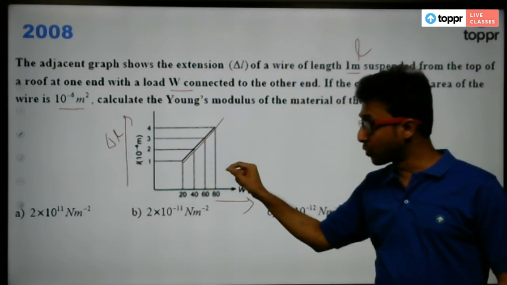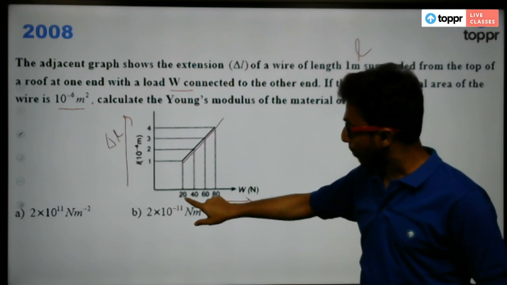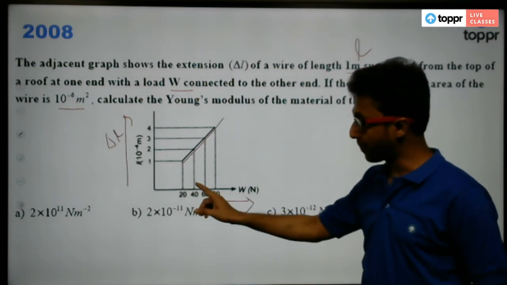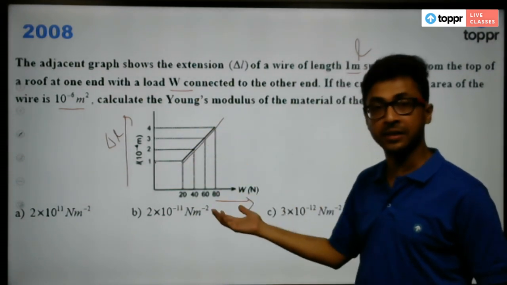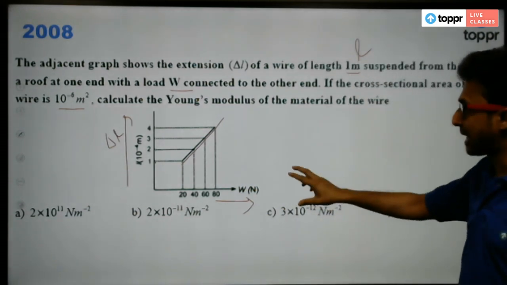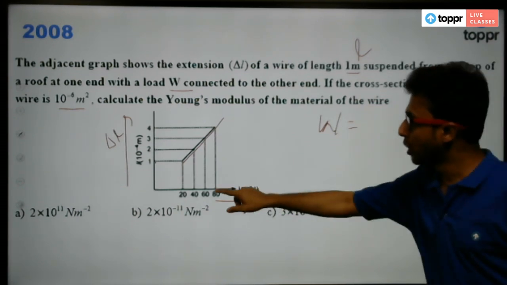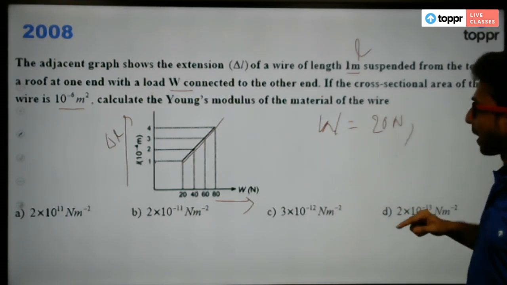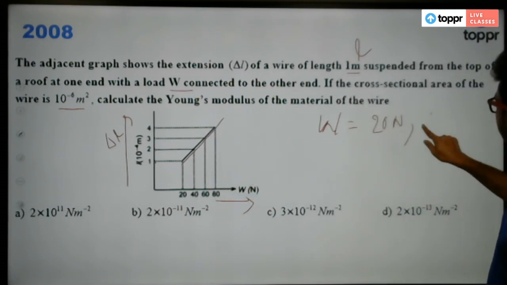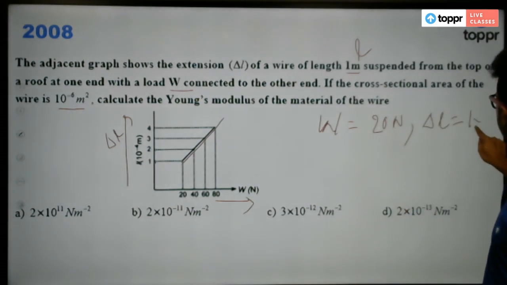But if we want to find this, don't look at so many things. Just see, for this load, going from 20 to 40, the extension goes from 1 to 2 and the slope is constant. So for any change in weight, say the change of weight is 20 Newton. Weight is nothing but the force. And the corresponding extension is 2 to 1, meaning 1 into 10 to the power minus 4 meter.